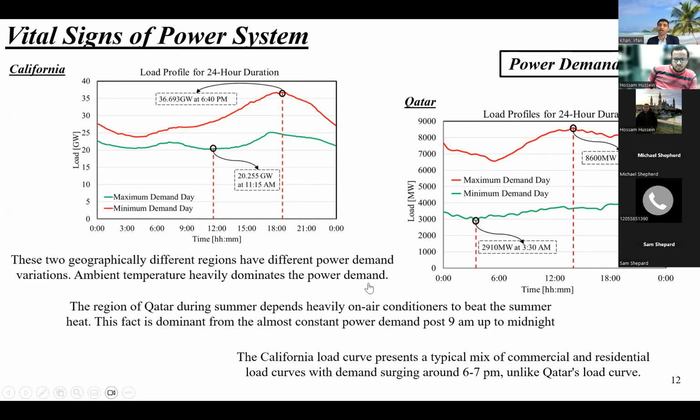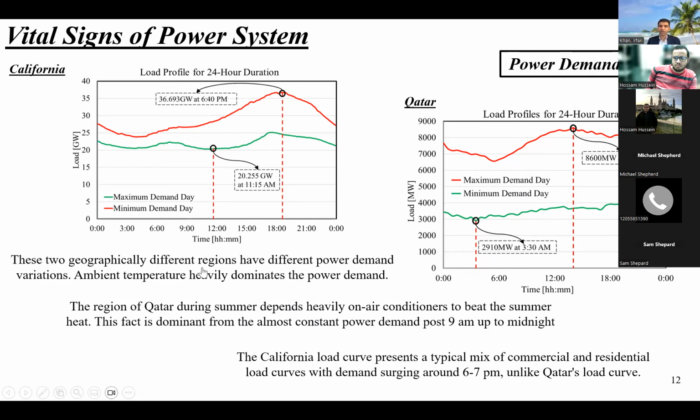So these two geographically different regions have different power demand variations. Ambient temperature is much higher in Qatar and heavily dominates the power demand. The region of Qatar during summer heavily depends on air conditioners to beat the summer heat. Because of this, there is a constant high power demand from 9 a.m. up to midnight.